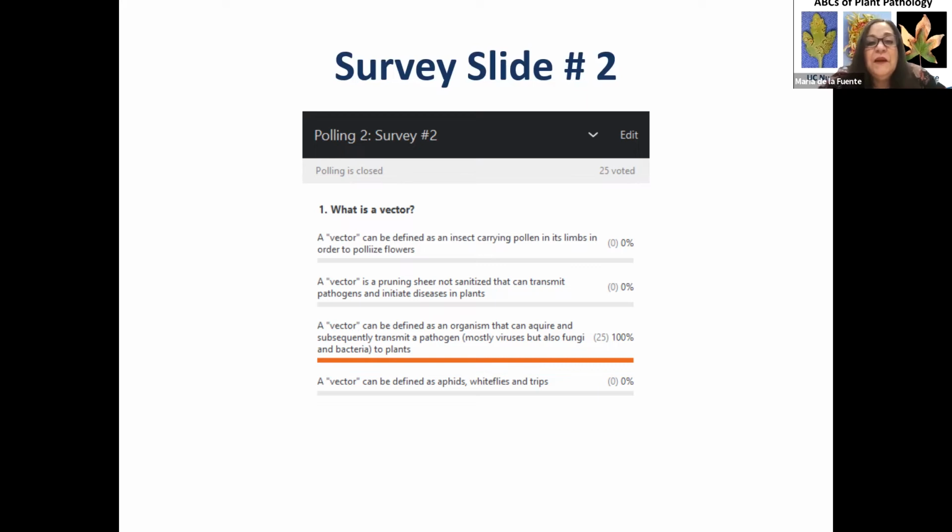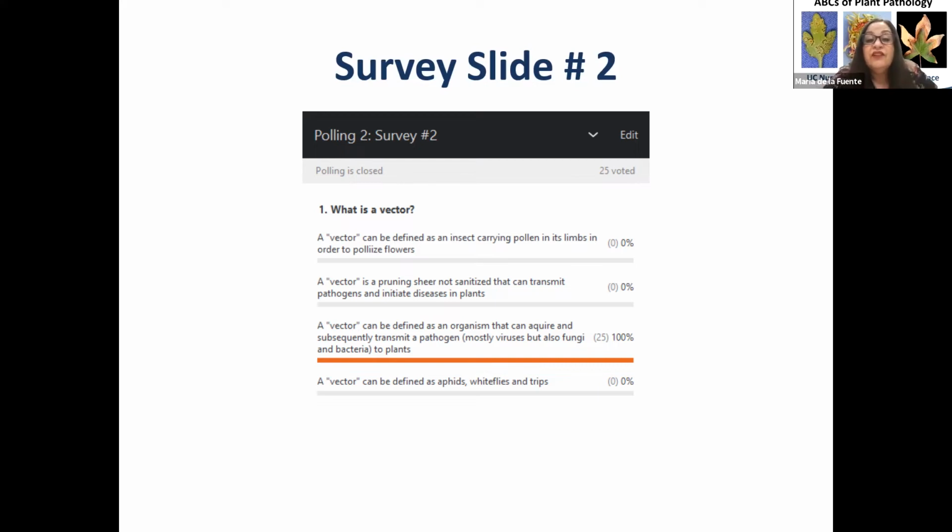Okay, let's see. A vector can be an insect carrying pollen. No. A pruning shear, not sanitized, that can, nope. Although they still can transmit diseases, but it's not a vector. So you guys, I think, got it all right. Oh my God, congratulations.